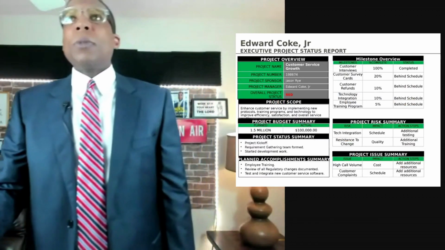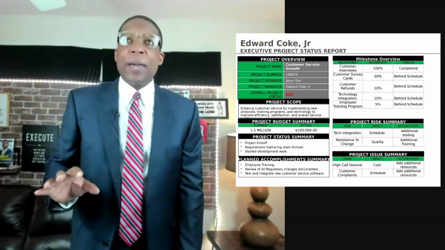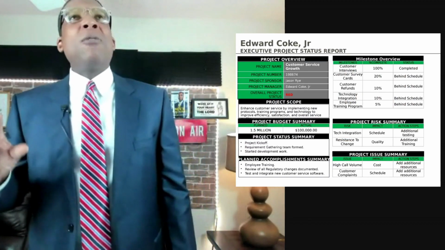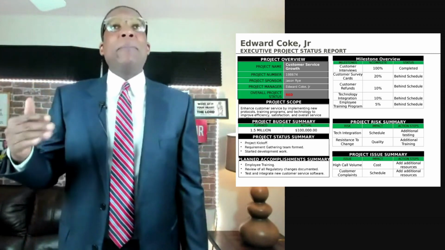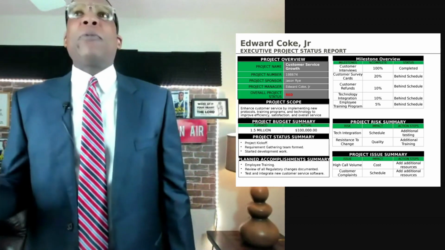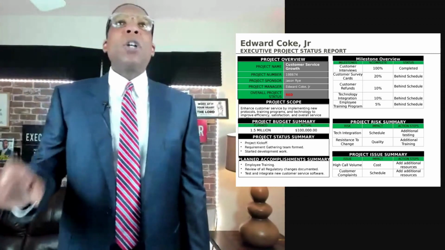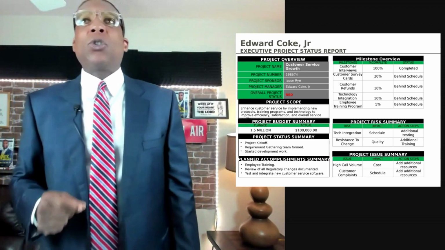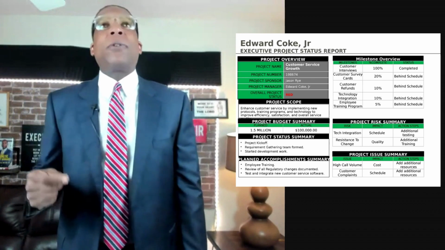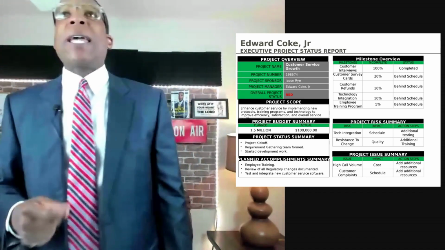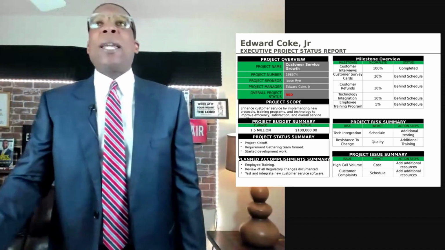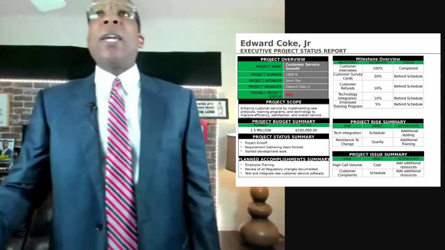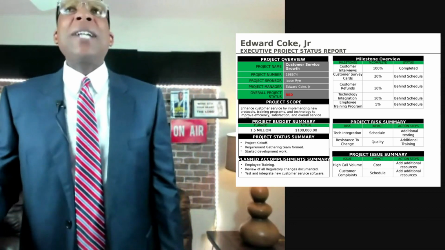So what I did here is I put together, I don't want to say basic, but an intermediate, maybe even advanced version, because we could go deeper if I really wanted to. Here are the components that you truly want to understand as a project manager delivering an actual status report to executives. First thing you want to understand is this piece right here, the project overview.